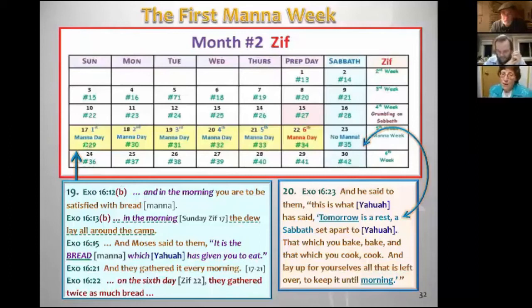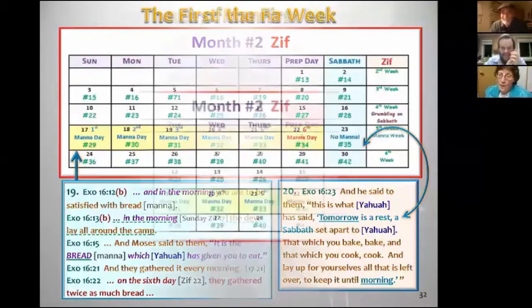So from the first day of the week to Monday, Tuesday, Wednesday, Thursday, they gathered every single morning. That was the command, as much as you want, and it's not going to keep until the next day, so get enough. And then on Friday, the 22nd, the command was to gather twice as much because you're going to need it for Sabbath. And it will not stink. No stinking. No stinking.